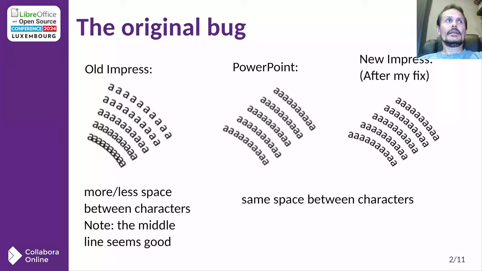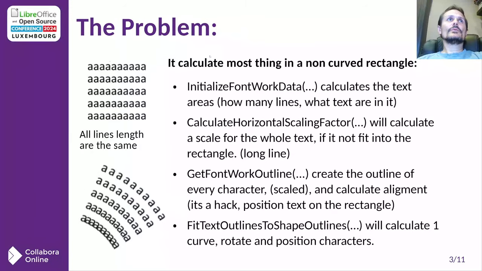Well, I noticed that the middle line seems okay in this case, but the outer lines have more space between characters, and in the inner lines there is less space. So the problem is, after I checked the code, I saw that it calculates most things in a non-curved rectangle, like this in the top left part. Here every line is the same length, like the same amount of text fits in every line.